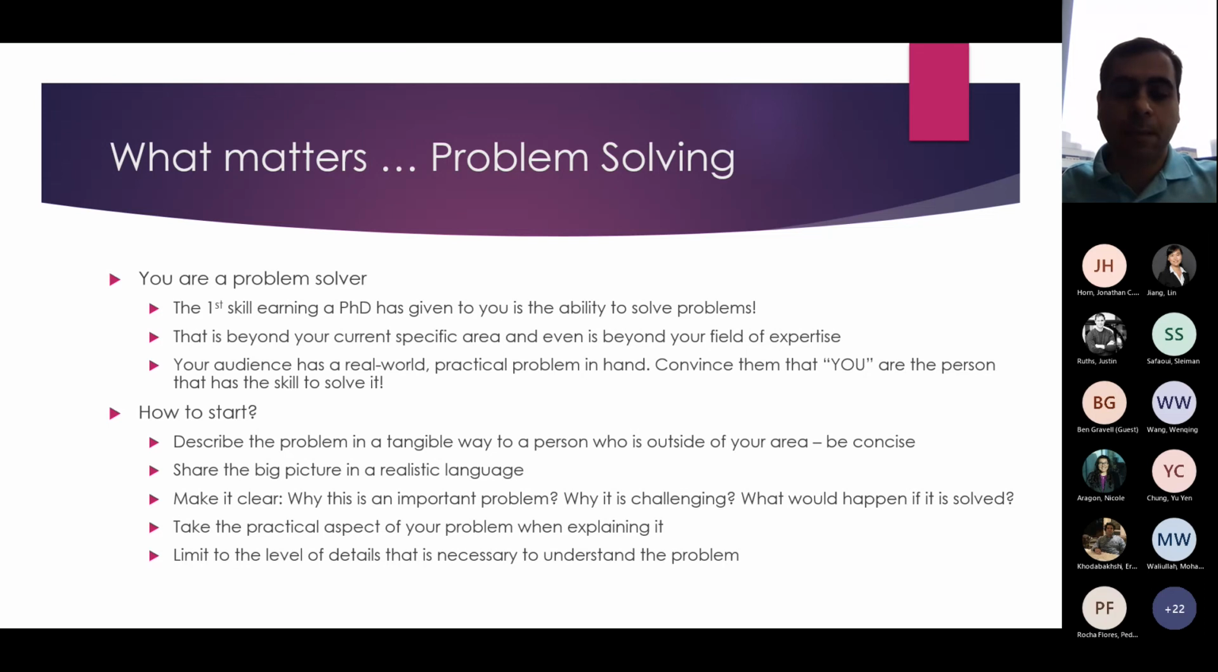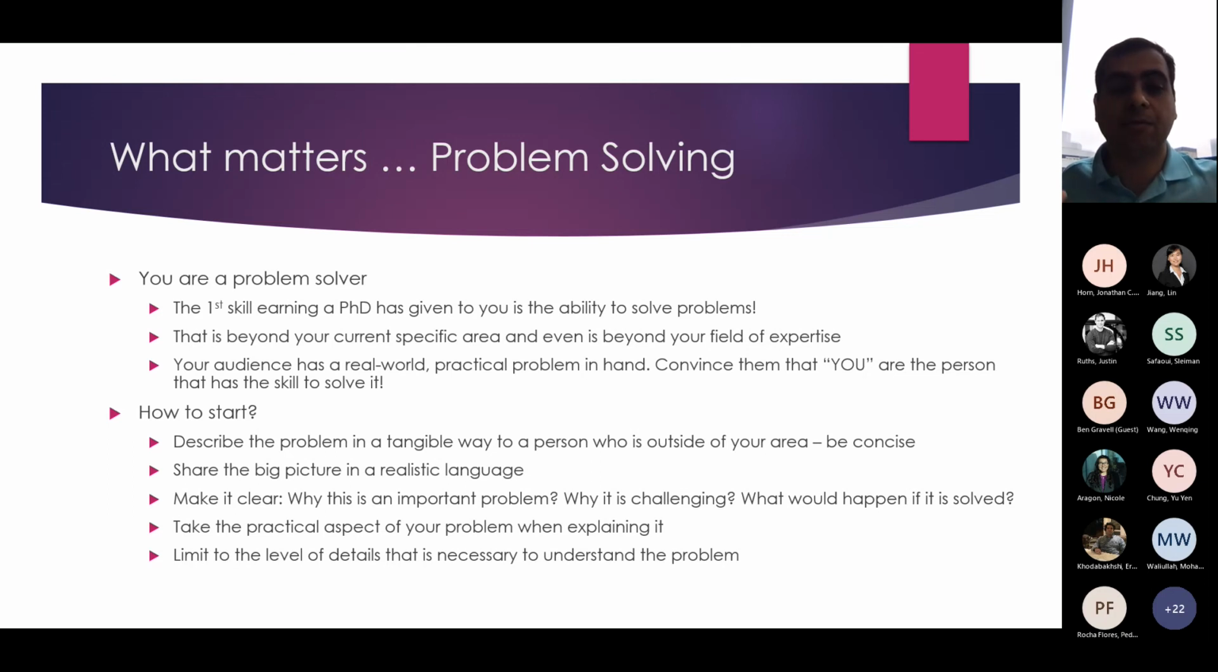Your audience has a real world problem in hand. In industry, they have a very practical, hands-on problem. You need to convince them that you are the person who has the skill to solve this problem. And to start this, you need to describe your problem in a very concise, very clear way. Don't go into the details. Show the big picture. Why are you solving this problem? And what was the problem?